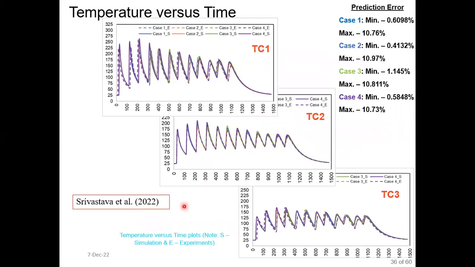After the comparison of temperature, these three different plots are showing TC1, TC2, and TC3. After comparing temperature at these locations, I have found that the maximum error in temperature prediction is 10.97%. However, the minimum value is 0.4132% during the layer-wise deposition.